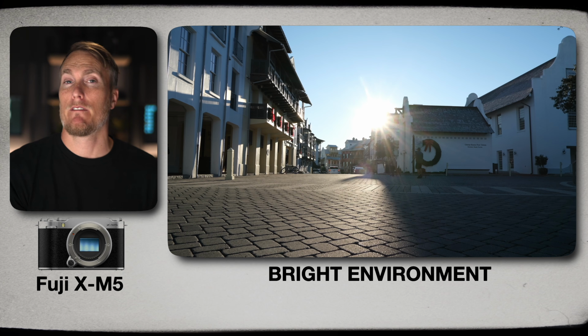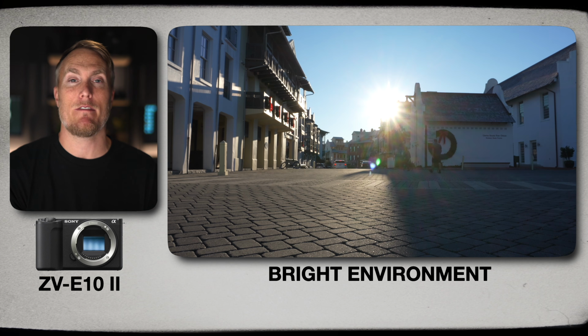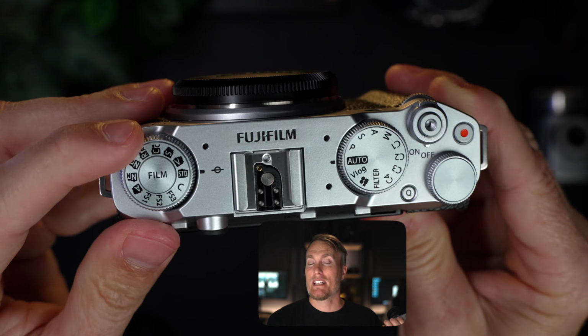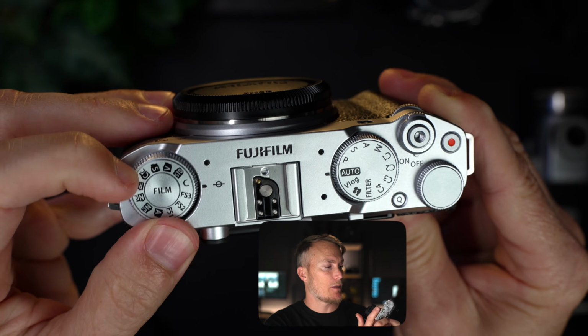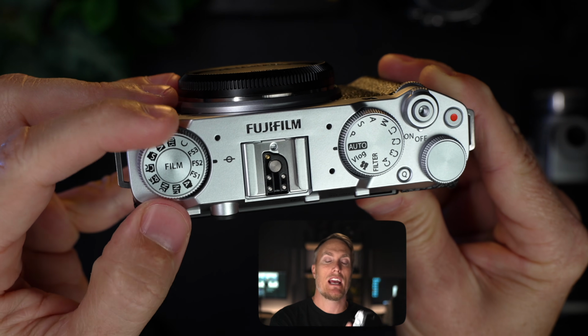The lack of an electronic viewfinder makes it a difficult buy for a lot of hybrid shooters out there who would like to have that EVF so that they can see what they're shooting, especially in bright environments. Also, there's mixed reviews on the film simulation dial up here on the top. A lot of people feel like that should have been a shutter speed dial like we get with other Fuji cameras.